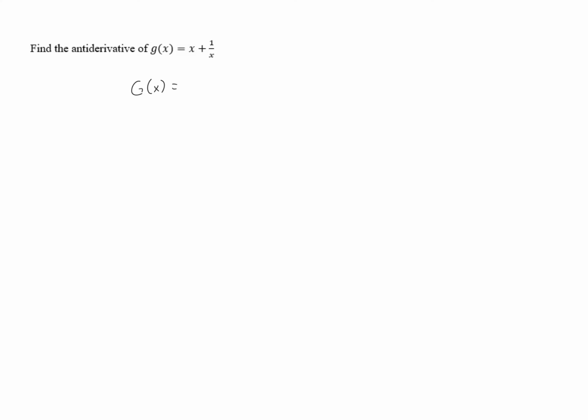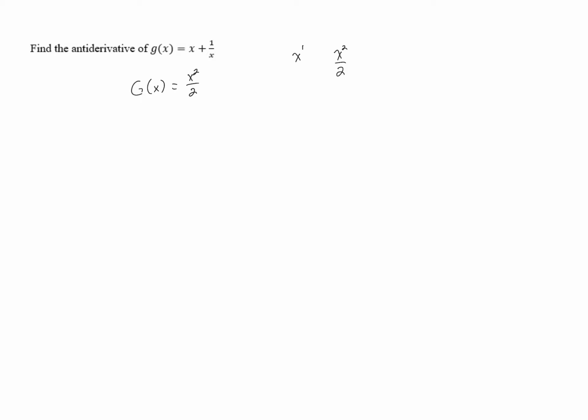We saw a rule that says if we have a function that's x to a power, so long as that power isn't -1, then the antiderivative we get by adding 1 to the power, which would make it x squared, and then dividing by the new power. So that's going to be x squared over 2. That is the power rule for antiderivatives.